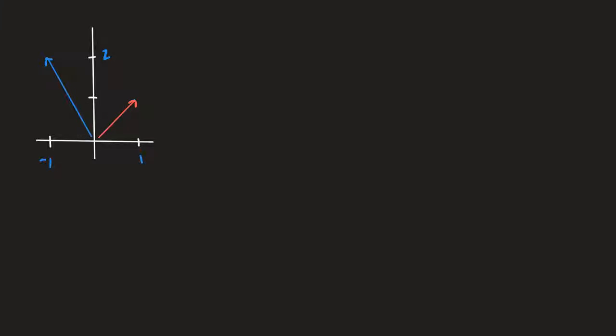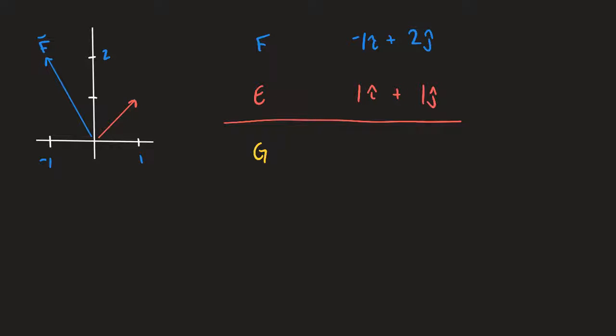So F, which is this vector, is negative 1 i hat plus 2 j hat. And E is going to be 1 i hat plus 1 j hat. And I'm looking for G, which looks to be 0 i hat plus 3 j hat. That's the answer? It's got to be.